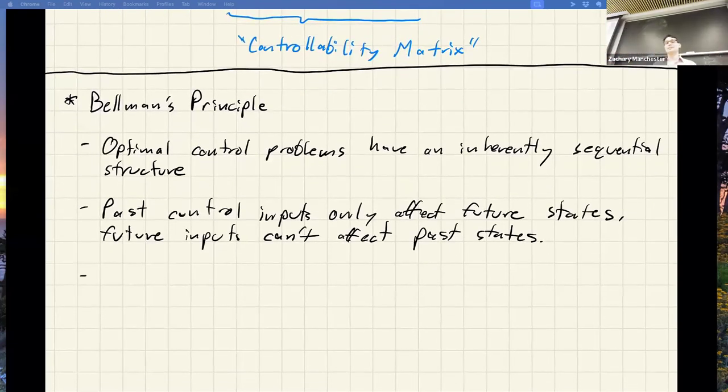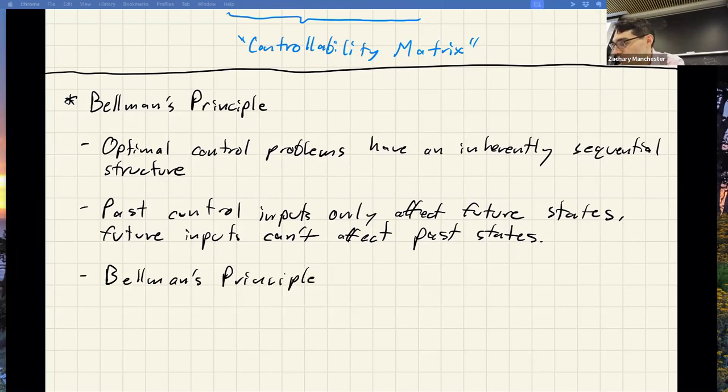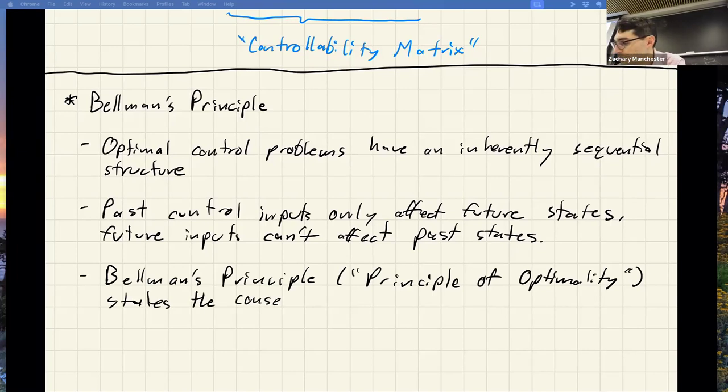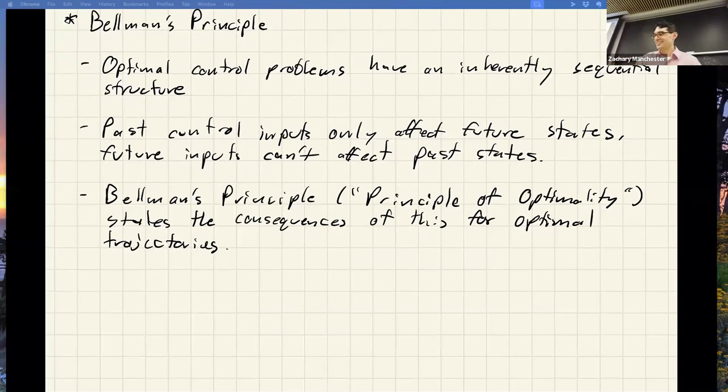And that fact is called Bellman's principle, also known as the principle of optimality. It seems so trivial that it almost shouldn't have this grandiose name. I think it's a little awkward that it does, but if you follow the rabbit hole a little deeper, there are interesting things. So this is called Bellman's principle, or the principle of optimality. It states the consequences of this for optimal trajectories, for optimal control problems. And literally, this is an entire subject. That's the whole thing.